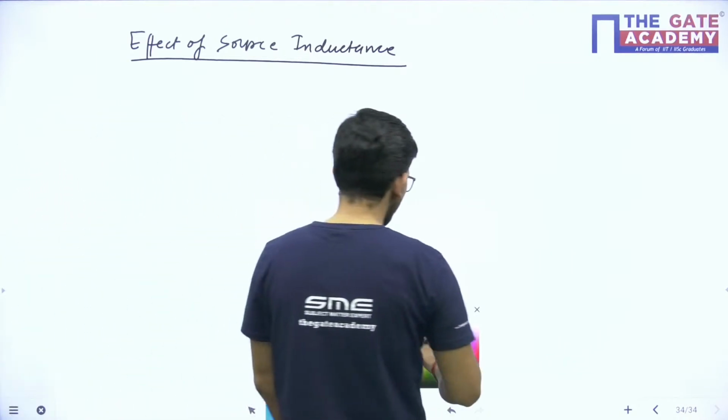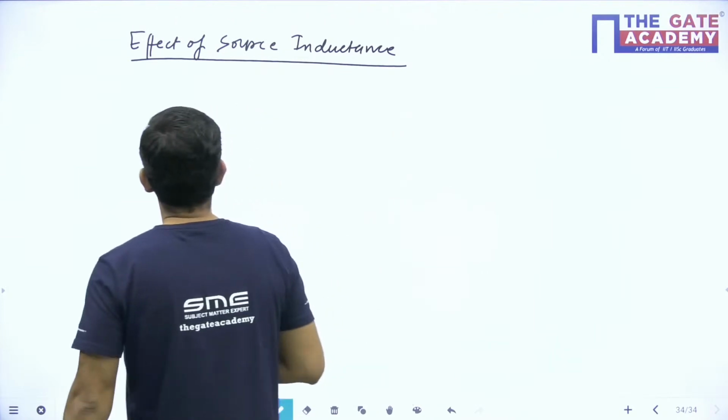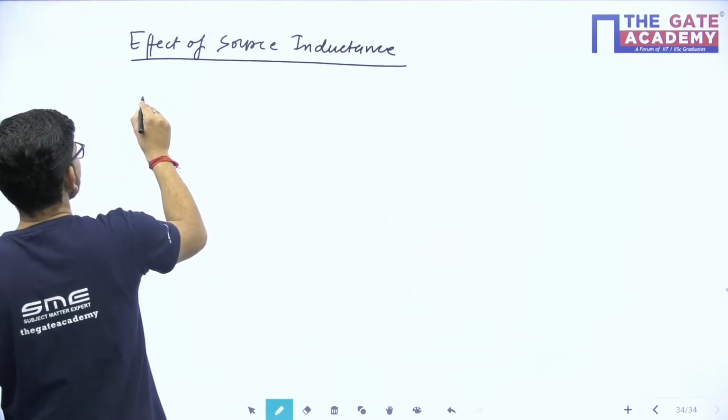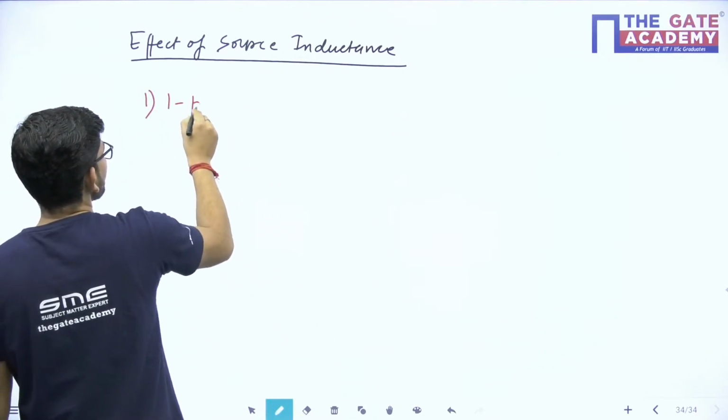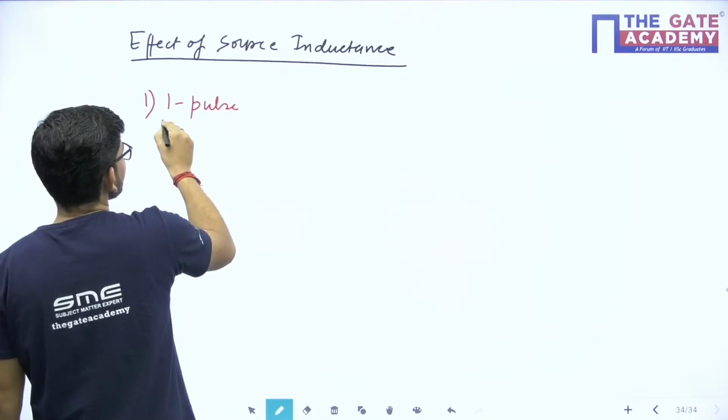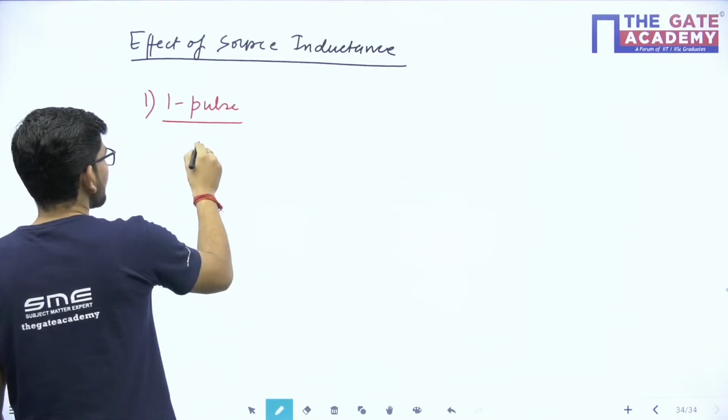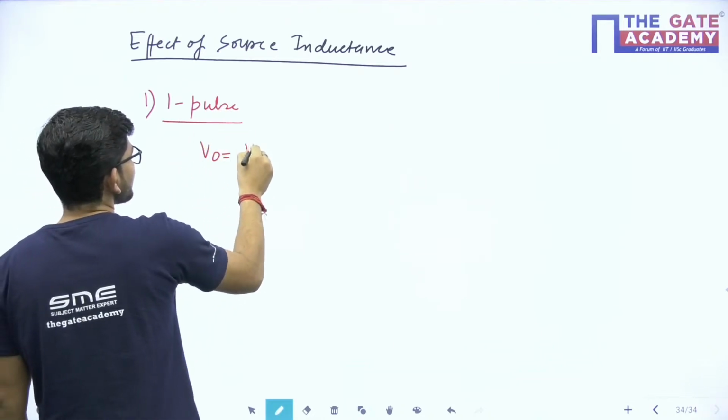So effect of source inductance, if we talk about, let us discuss three cases. First case, single pulse. If you have a single pulse converter, then in that case, what is the output voltage of the single pulse converter?